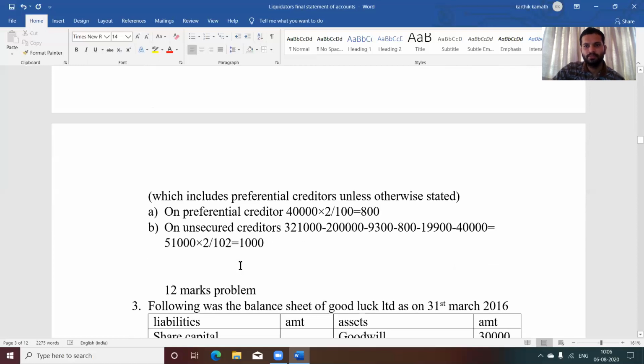So this is a 6 mark problem. We have discussed all types of 6 mark problem, and a few very basic problems also come from the point of view of examination, and you can do them very easily if you know this type of problem. So next we are going to discuss a 12 mark problem.